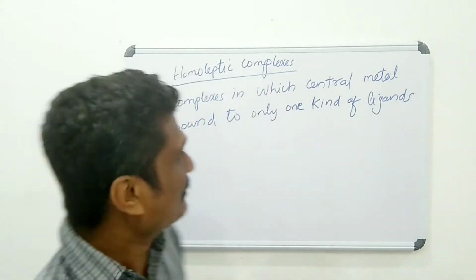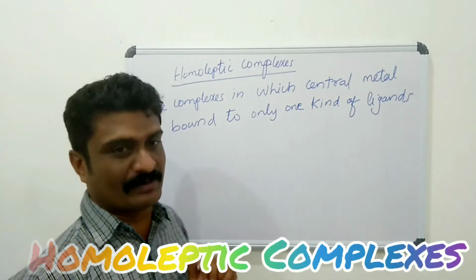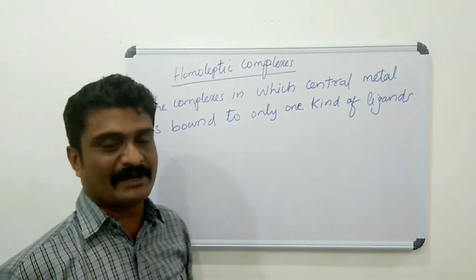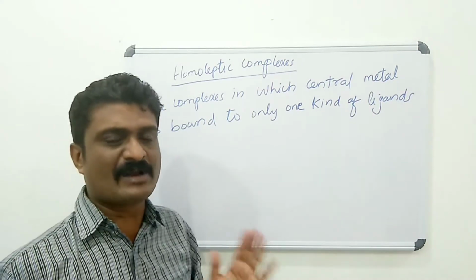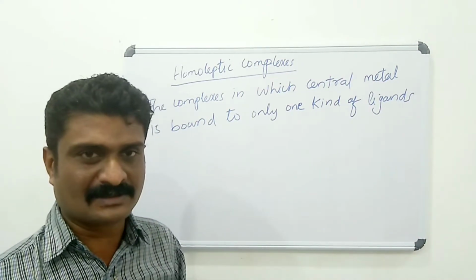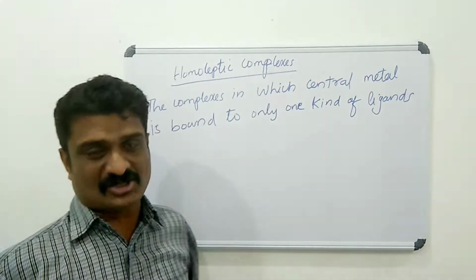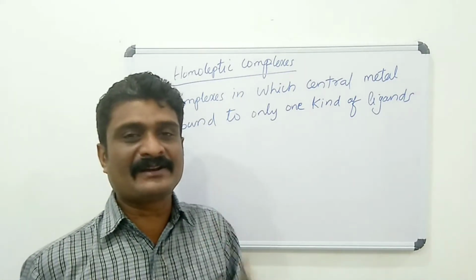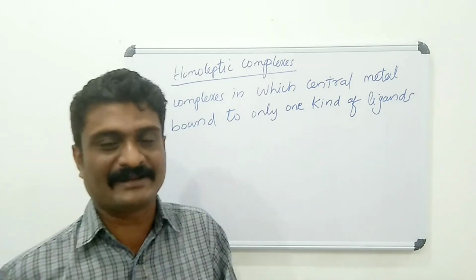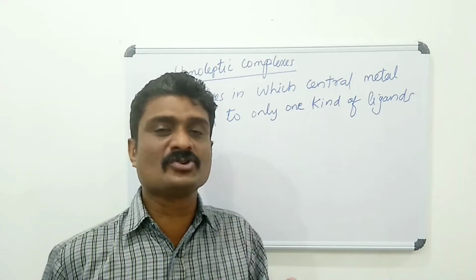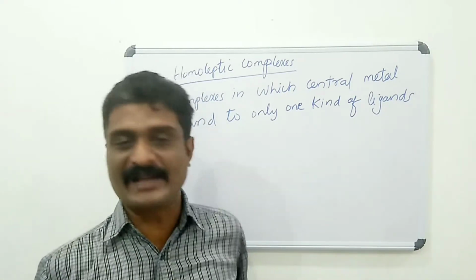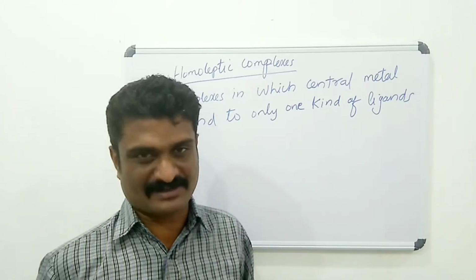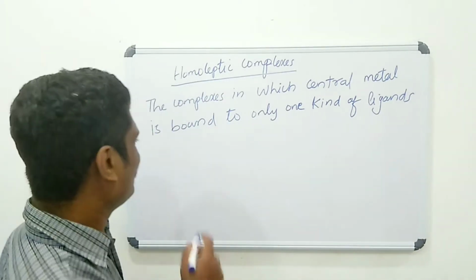Please listen to the terms homoleptic and heteroleptic complex. The first term, homoleptic complexes. What is meant by homoleptic complex? The coordination compounds in which the central metal atom is bound to only one kind of ligands are called homoleptic complexes. Please listen to the examples.